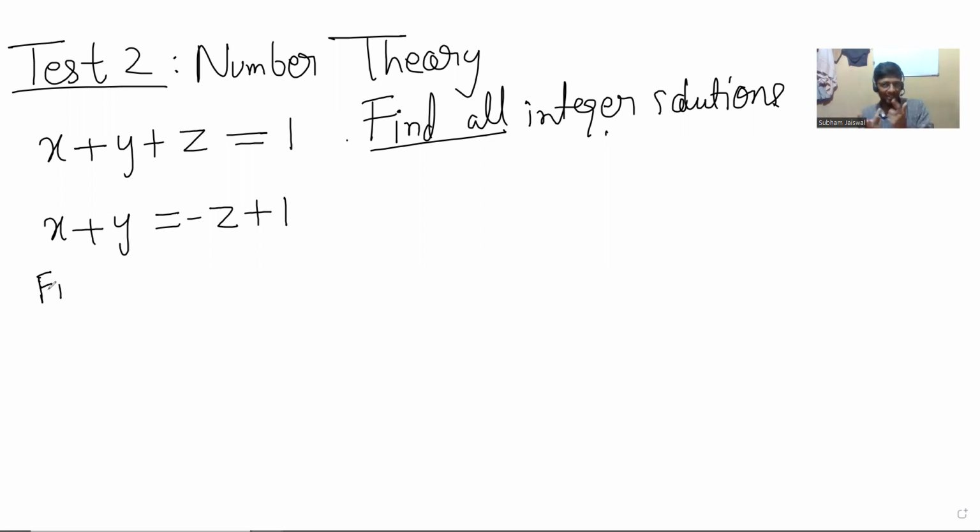Yeah. I wouldn't miss any solution, right? That's the thing. It may not be a good way, but it's at least fail-proof. Okay, so fix z.